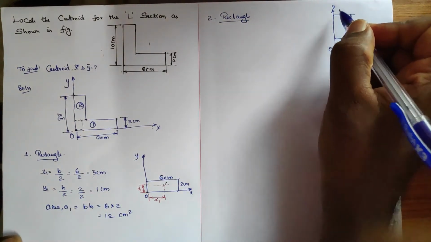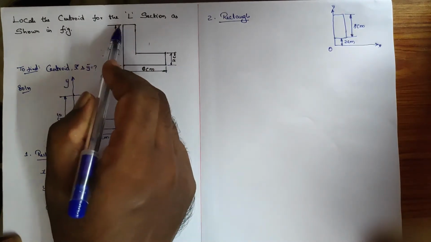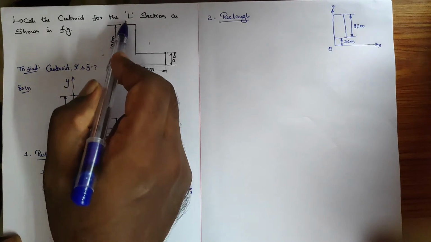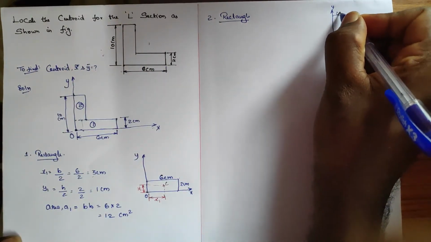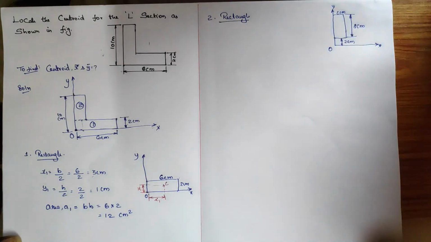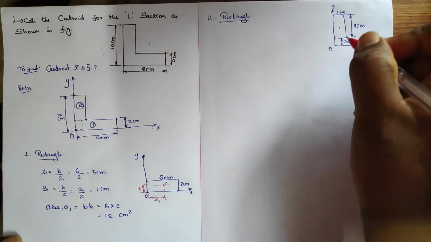And this thickness is already given. The entire thickness is 2 centimeter. Here it is given, not mentioned. So it says the entire thickness of the L is 2 centimeter, which is 2 centimeter. Okay, this width. Fine. So now we need to plot the centroid for this particular rectangle, the second component.